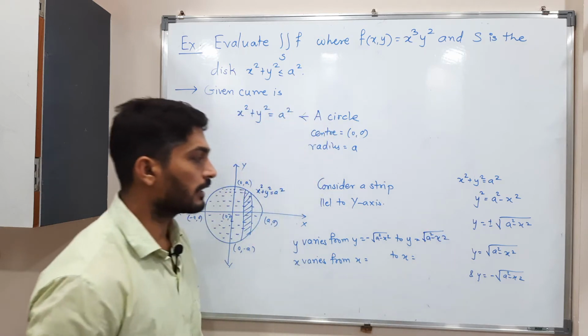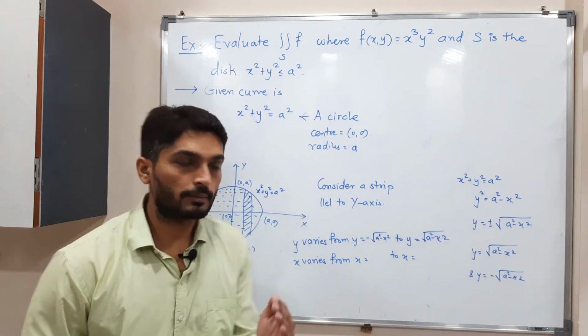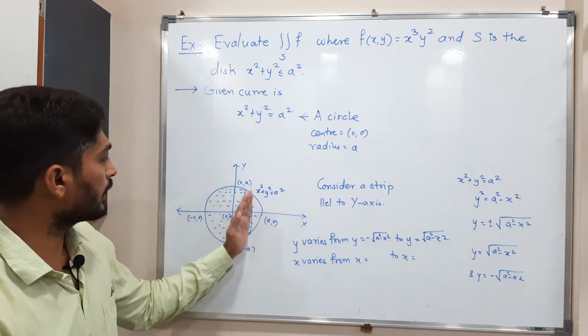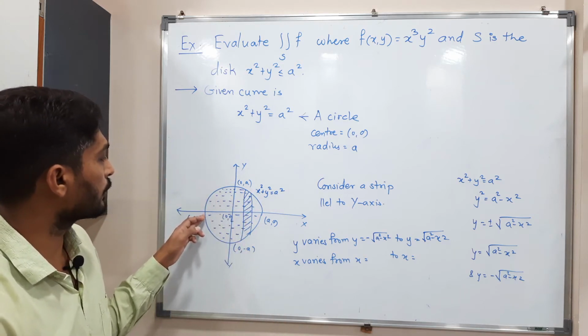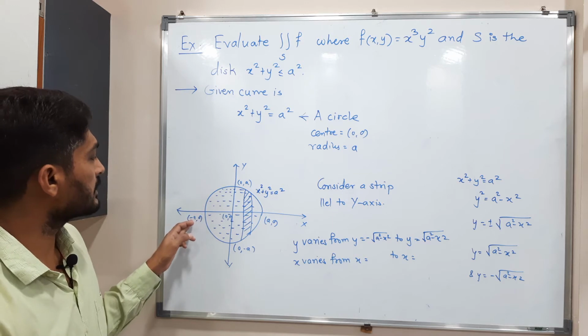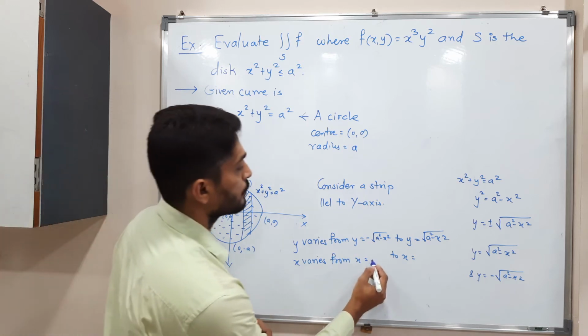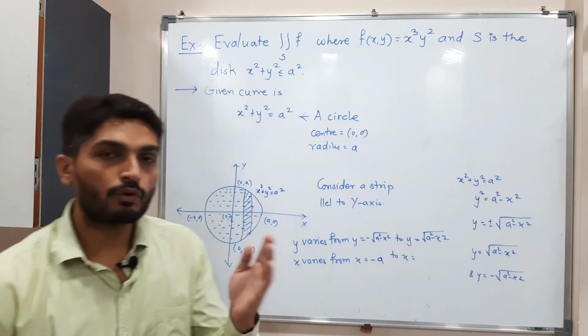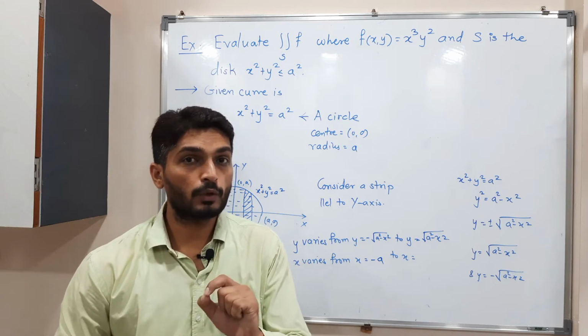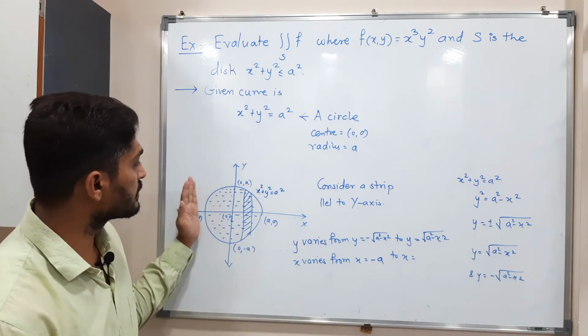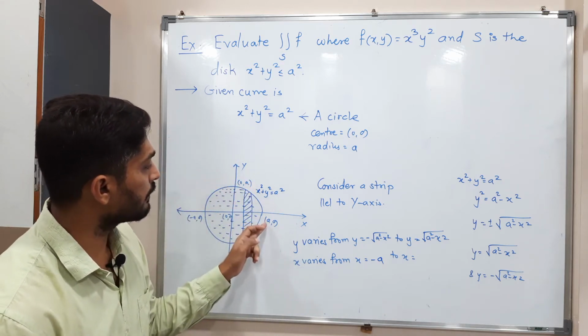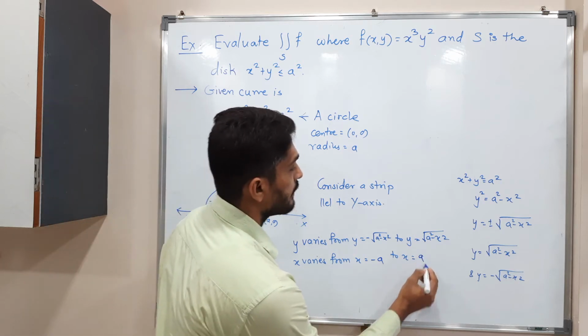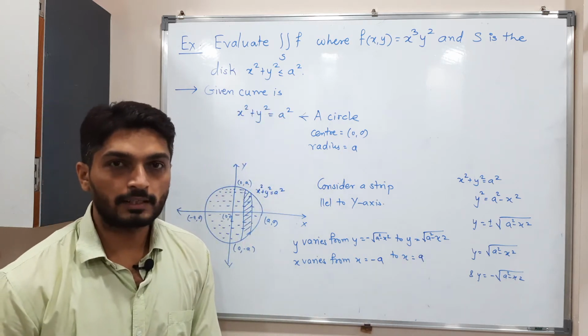Okay, so after that we move the strip from left to right. On the left, you can move up to this point, where the value of x is minus a. So when we move from left to right, we consider points, right? And when you move this strip up to this point, the value of x is a. That means x varies from minus a to a. Is that clear to you?